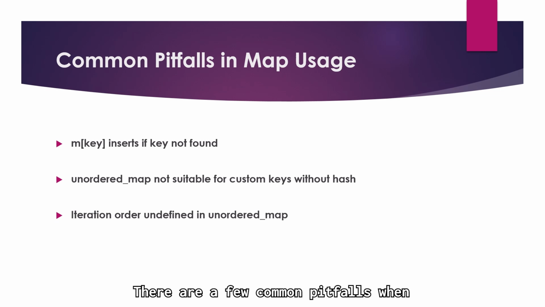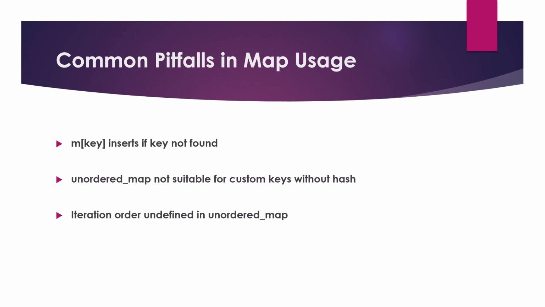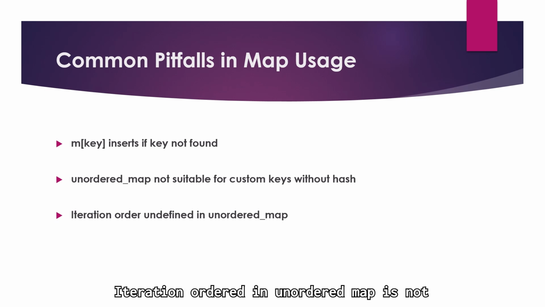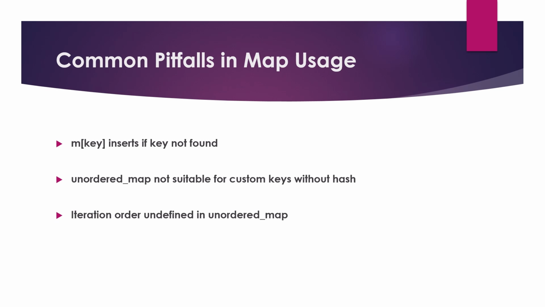There are a few common pitfalls when working with maps. Using m[key] on a missing key inserts it, sometimes unintentionally. Unordered map does not work well with custom classes or complex types unless you provide a hash function. Iteration order in unordered map is not guaranteed, so never rely on it for ordered output. Be mindful of these quirks when choosing and using map containers.